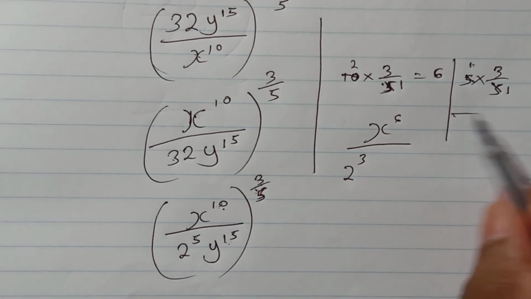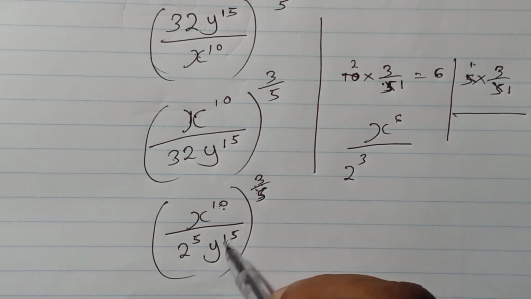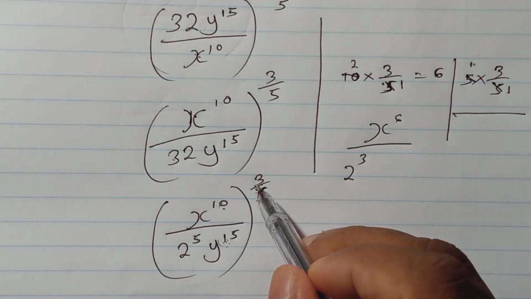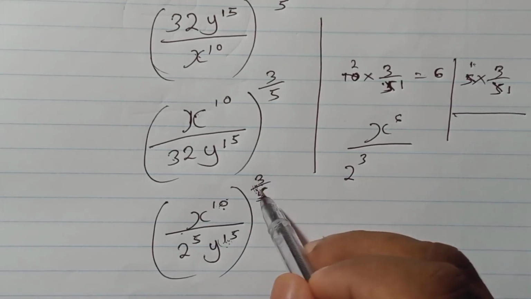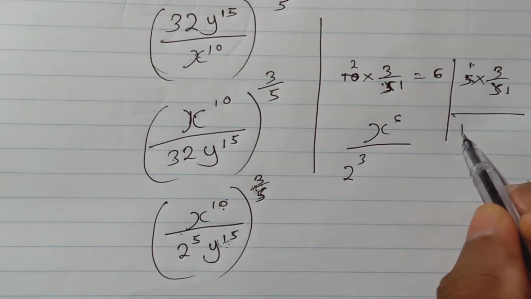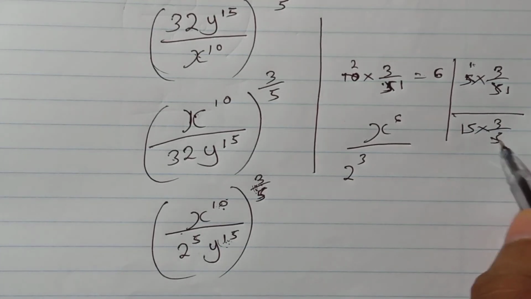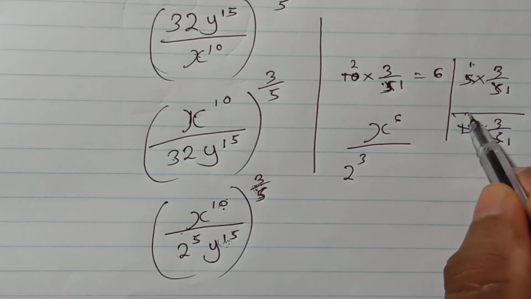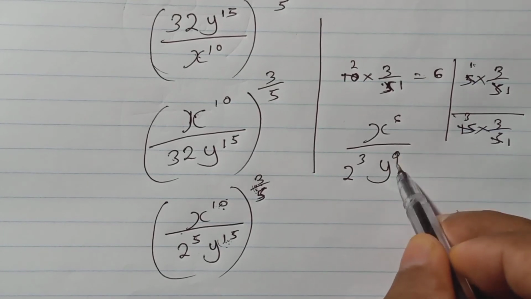Now one more, 15 into this one. 15 into, that means this index with this index. The basic idea: all these indices you need to multiply by this index, right? So I will multiply 15 into 3 over 5. How many 5s in 5? 1. How many 5s in 15? 3. 3 into 3, 9. This 1 you don't need to care about. 3 into 3, 9. So here will be y to the power 9.